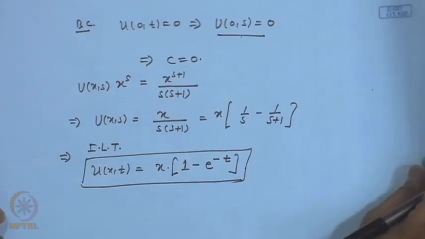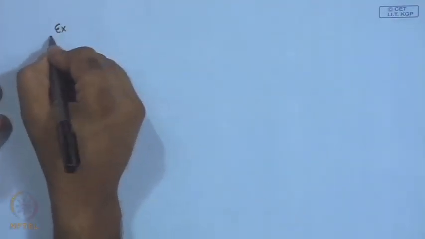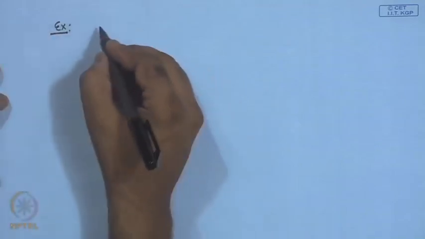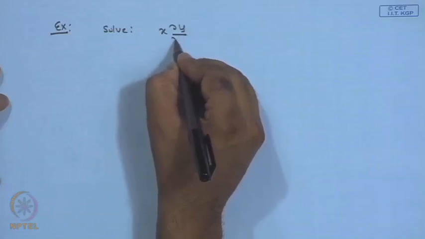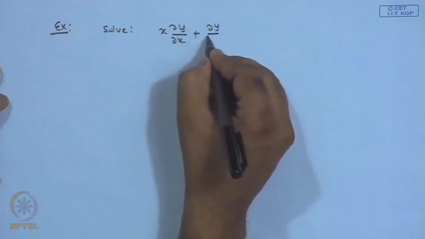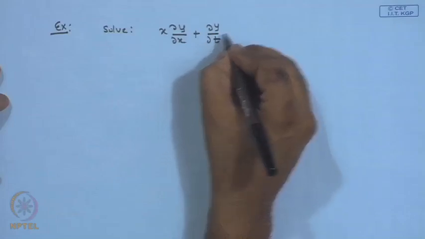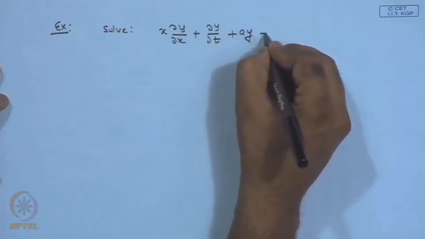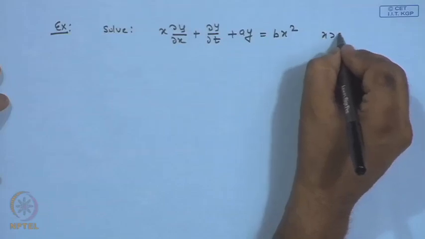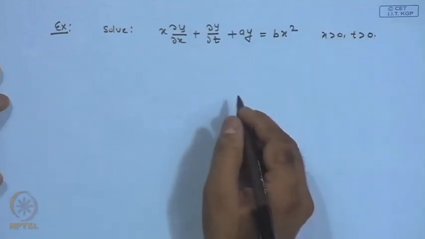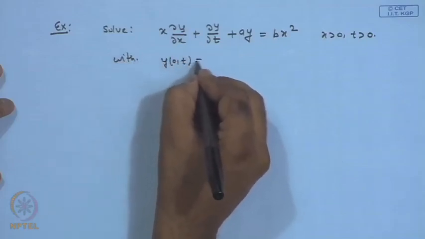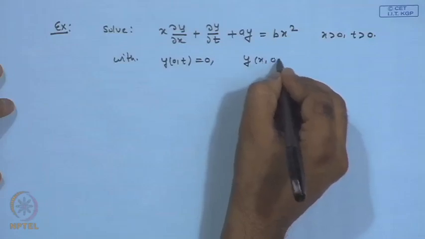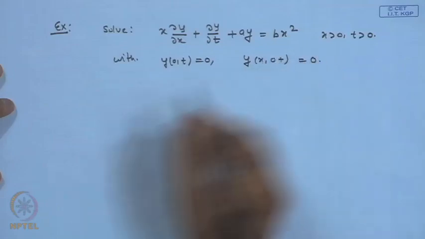So, we consider one more example of a similar kind of first order partial differential equations, and then we will move to the second order differential equations. So, here we solve x del y over del x plus del y over del t plus a y equals b x squared, x positive and t positive, with the given initial conditions that y(0,t) is 0 and y(x,0) is 0.